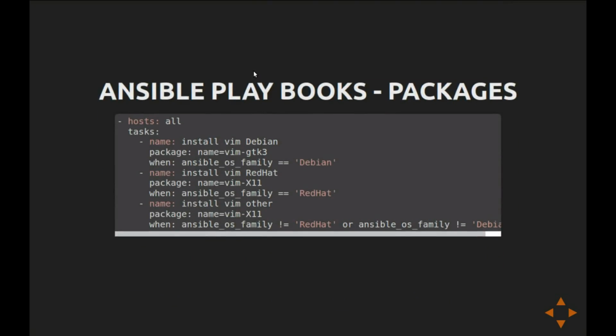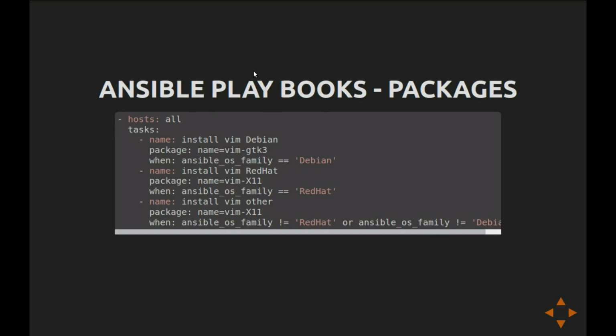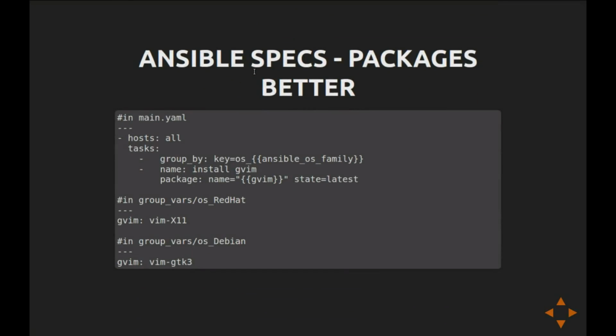Here's kind of a grosser way to do the equivalent Puppet code that we talked about earlier, where we're installing the appropriate version of Vim. Here, we're using a conditional on the Ansible OS family to figure out which configuration we're interested in. So again, the same kind of syntax, but there's actually a cleaner way of doing this. And that's by doing this.